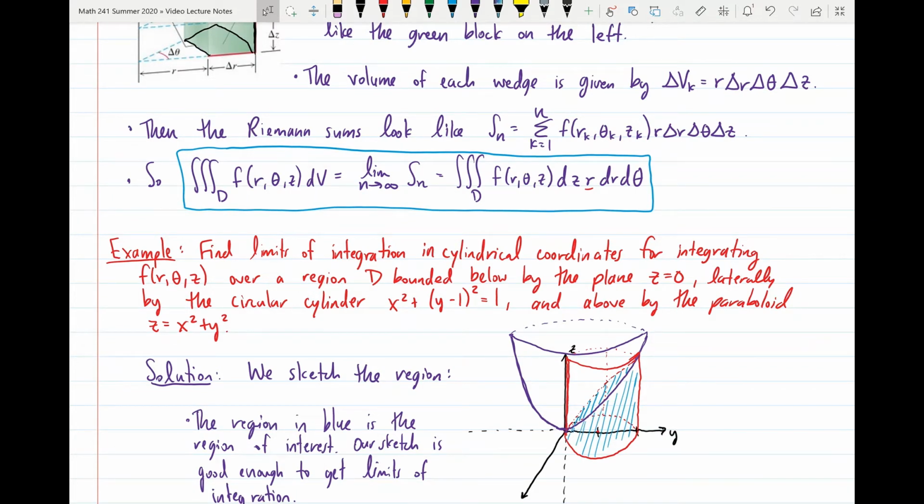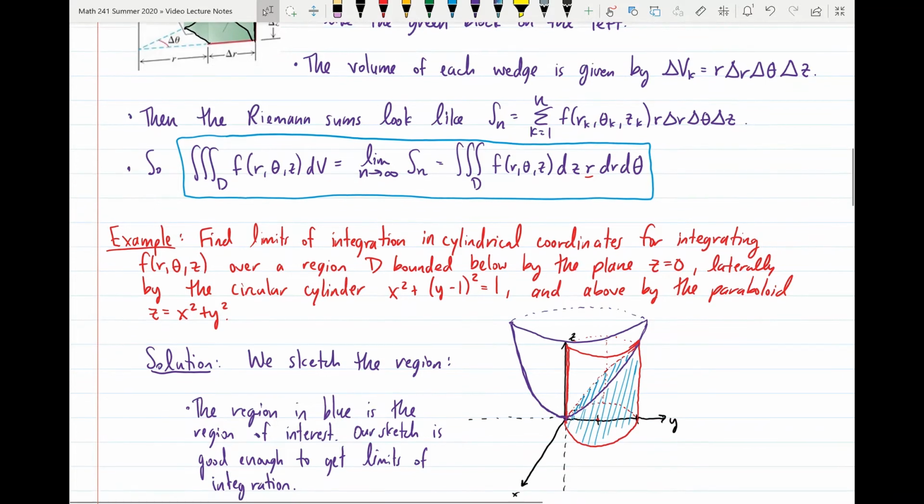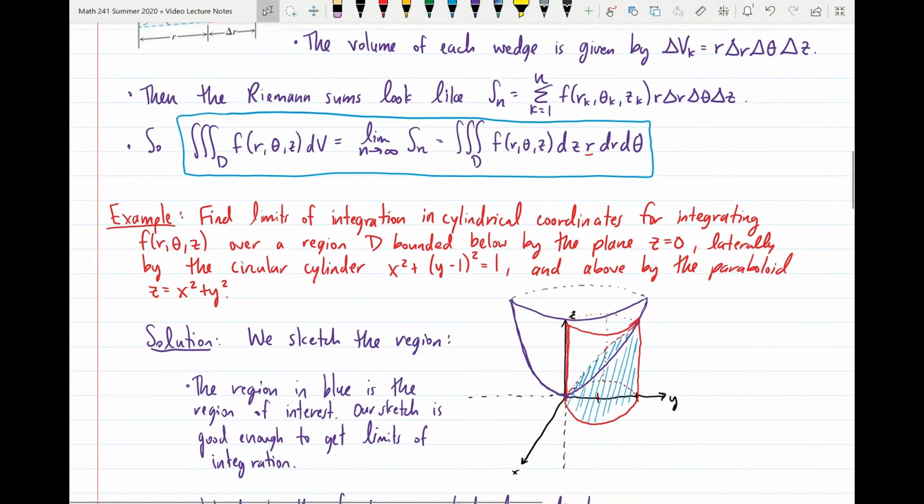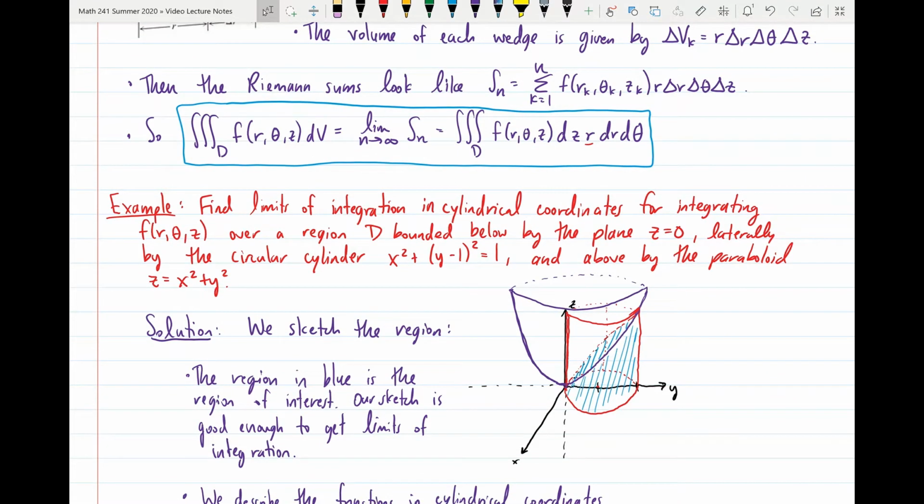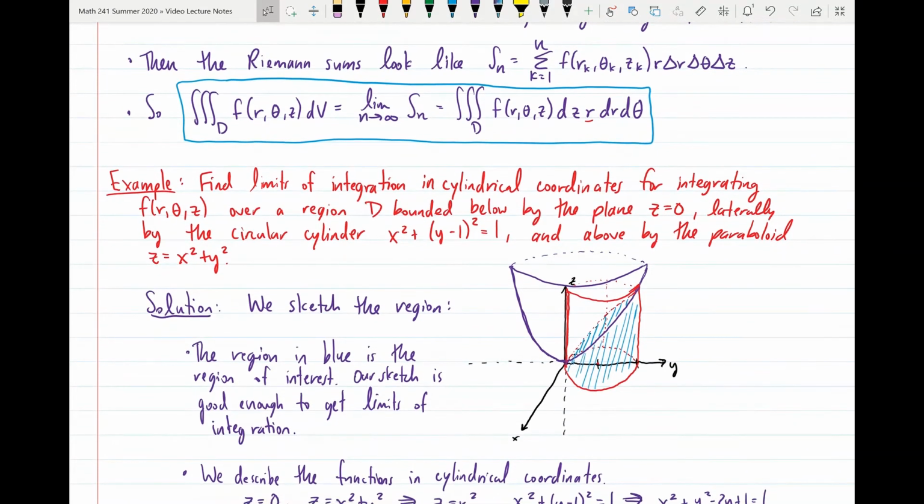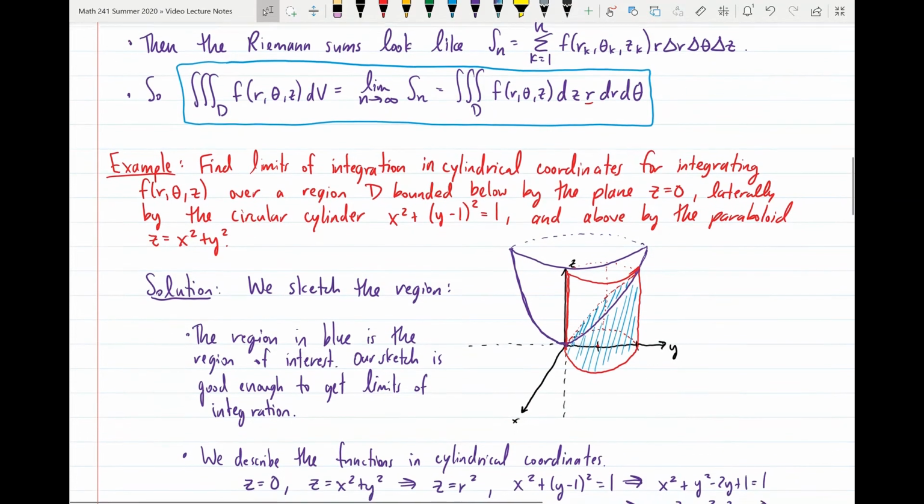Okay, so let's move into our first example then. We want to find limits of integration in cylindrical coordinates for integrating some function f of r theta z over a region D, and that region D is bounded below by the plane z equals 0, or just the xy plane. It's bounded laterally, or from side to side, by the circular cylinder x squared plus y minus 1 squared is equal to 1, and it's bounded above by the paraboloid z equals x squared plus y squared.